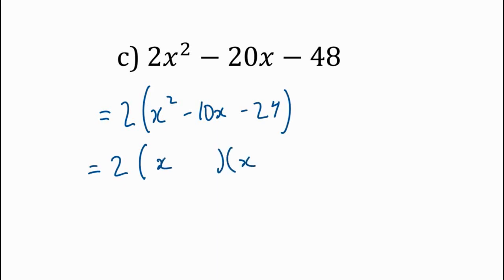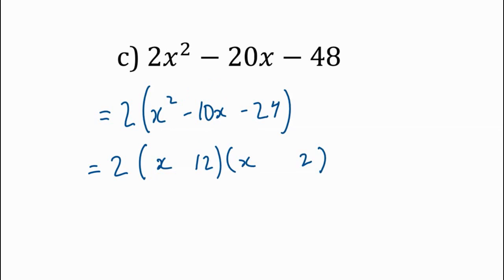This one's cool because when you have a 10 and a 24, there's a whole bunch of different combinations that might work. So 6 and 4 multiply to 24 and add to 10, right? But 6 and 4 won't work in this case because it's the same thing. I've got a negative here, and that means they actually have to subtract to 10. So in this case, my numbers are going to be 12 and 2.